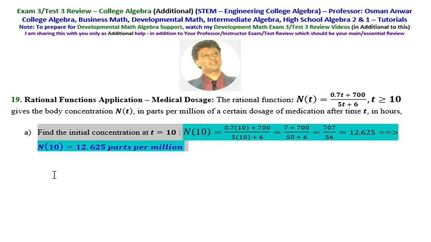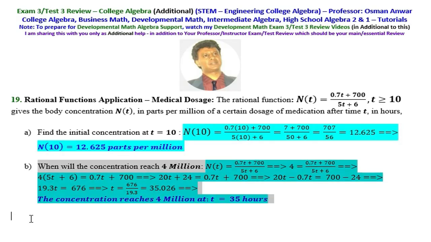A, find the initial concentration, that is at t equals 10, because t is equal to 10 or greater. That is n of 10 equals 0.7 times 10 plus 700 over 5 times 10 plus 6. That is 7 plus 700 over 50 plus 6. That is 707 over 56. That is 12.625. That is n of 10 is equal to 12.625 parts per million.